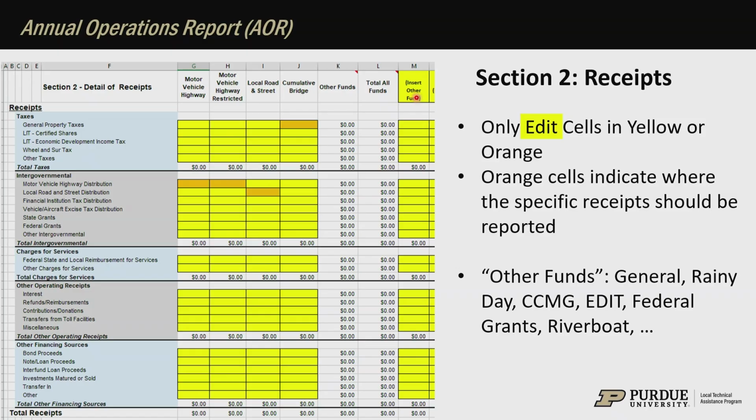When you open up the Excel document, there are, I want to say, 6 or 7 columns already pre-populated over here. It says, and you can rename these, insert other funds. So you can type in there cumulative road, community crossings, rainy day, LIT. If you have a TIF district that you repave some roads with, you would put that TIF name in there as well.